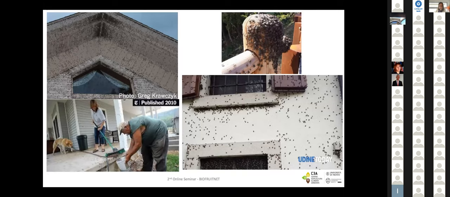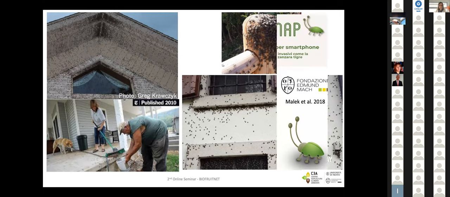Another reason why the brown marmorated stink bug became so infamous is that it's a real nuisance for the public in general, not just for growers, because it tends to aggregate and overwinter inside human structures, houses, for example. And the high number of individuals is a big issue for the population. So these are some pictures from North America, but we have the same issue also in northern Italy. And there were periods in which citizens were complaining a lot and couldn't find a solution.